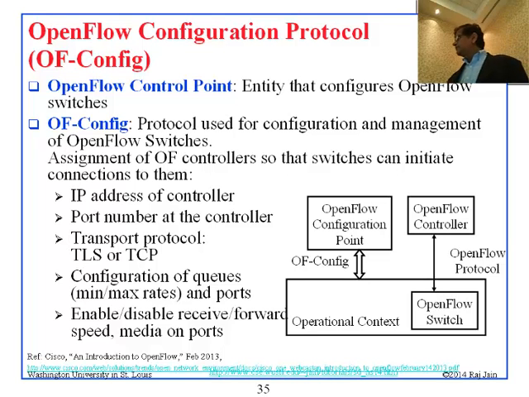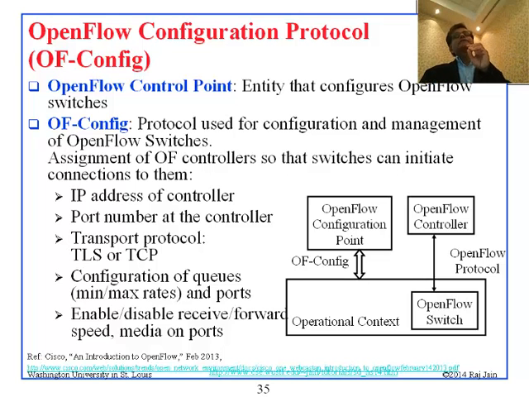Enable and disable receive, forward, speed, media, etc. It will tell you, well, on port 1, you should send only 10 megabit. On this one, you should send 100 megabit, things like that. And you should disable this port or whatever. So anyway, the initial configuration is done by OF-config.